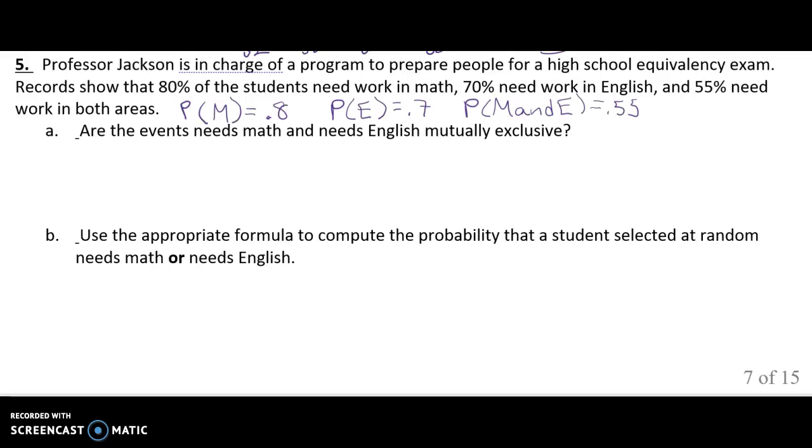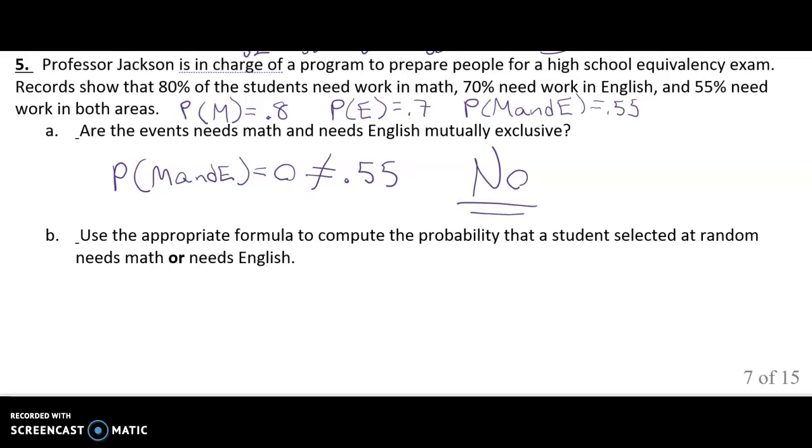So we need to find out, are the events math and English needs mutually exclusive? Well, they're mutually exclusive if the probability of math and English equals 0. And that's not true because it's equal to 0.55. So, no, they're not mutually exclusive.